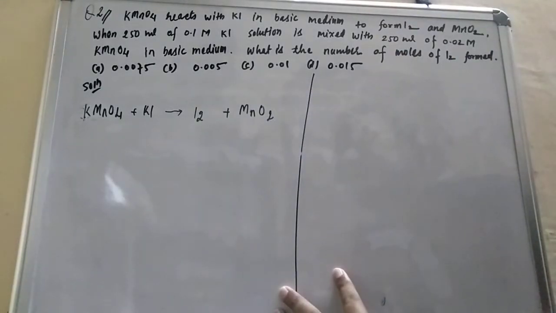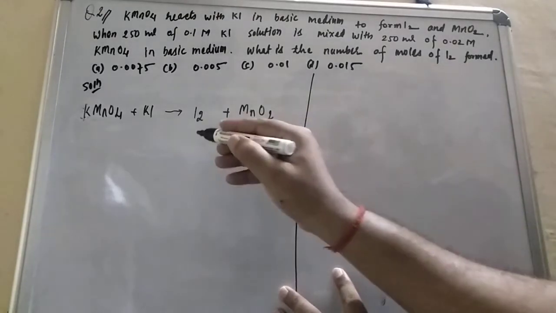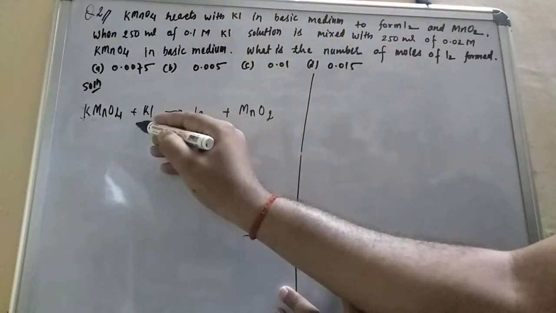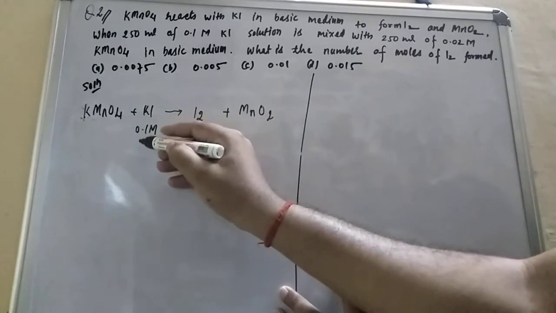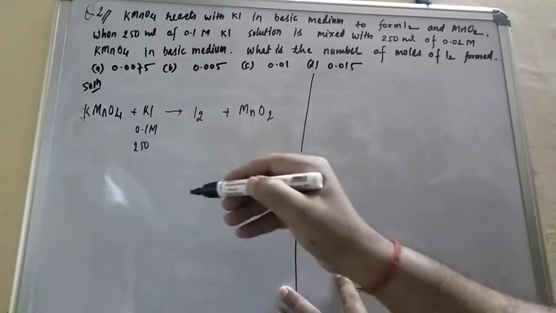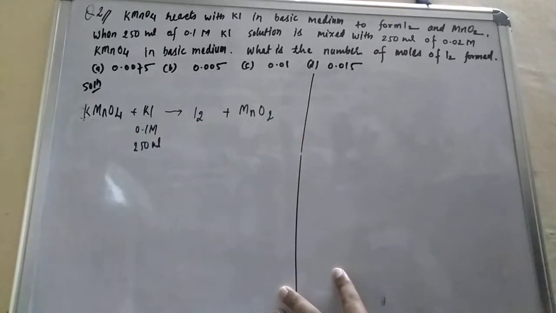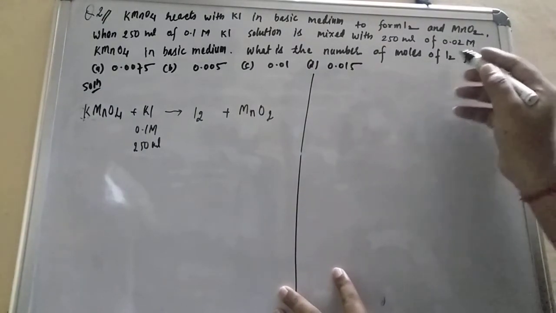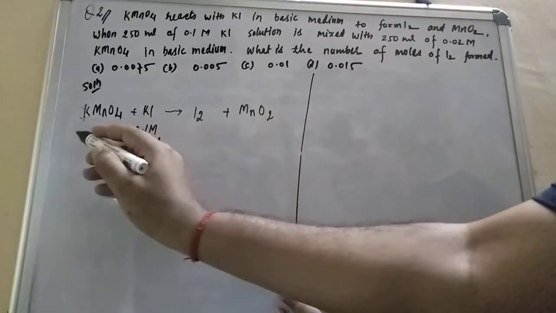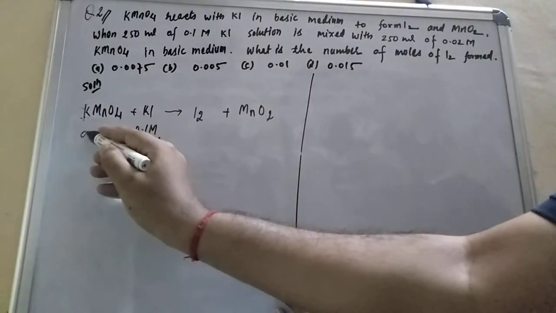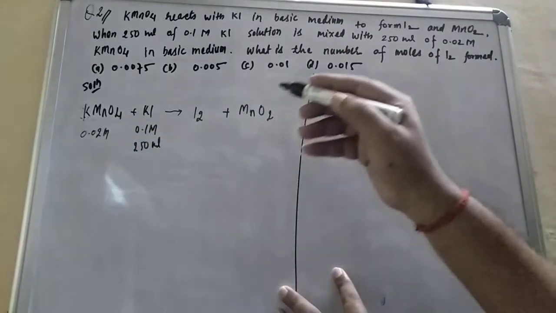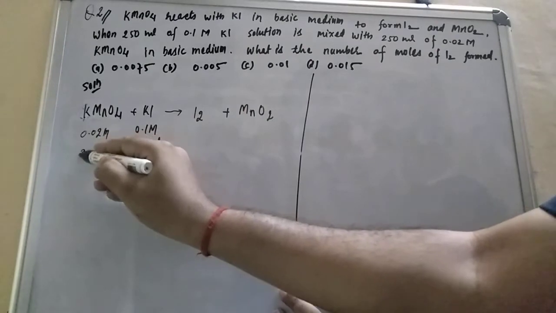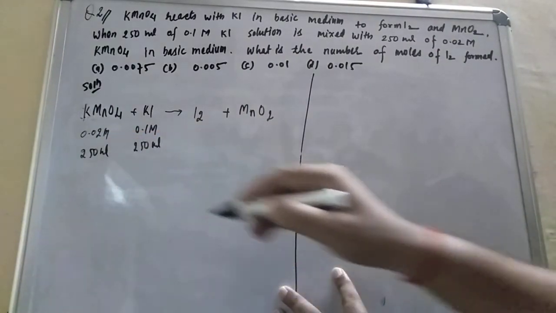When 250 ml of 0.1 molar KI, so here they are saying, student, the molarity is 0.1 molar, and the volume they have given is 250 ml. Now what they are saying, solution mixed with 250 ml of 0.02 molar KMnO4. So for KMnO4 the molarity is 0.02 molar, and the volume they are giving is 250 ml here also.